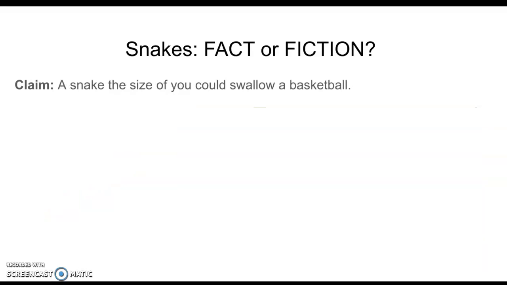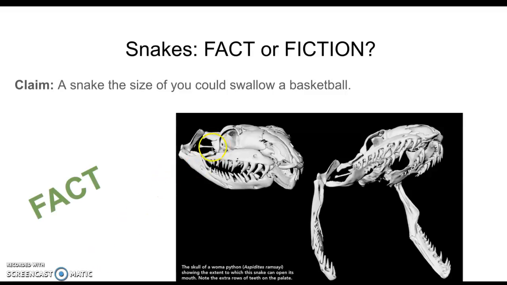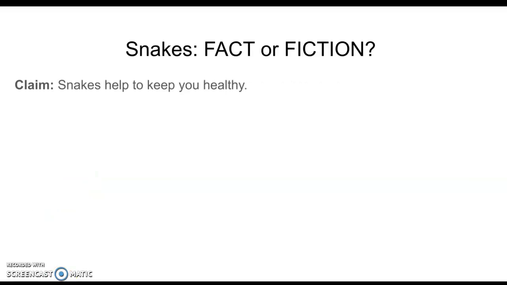Fact or fiction? A snake the size of you could swallow an entire basketball. And that is fact. Snakes have jaws that are not attached. So they're two separate jaws. There's the top jaw and the bottom jaw, which is completely separate. So they can actually widen their jaw much bigger than other organisms because the bones are not attached.